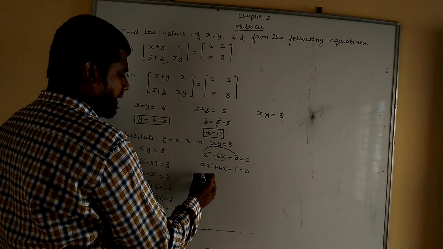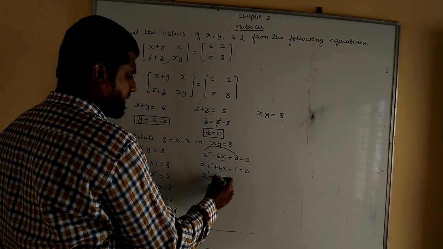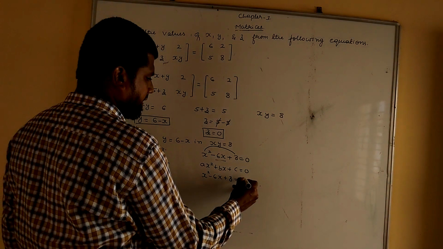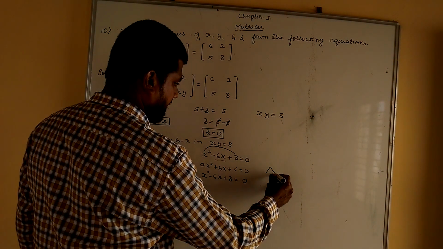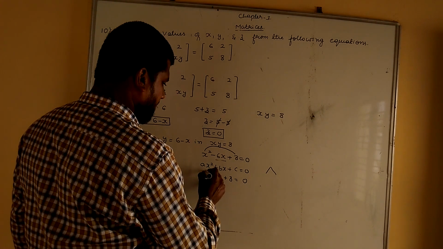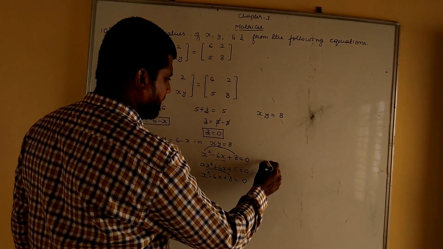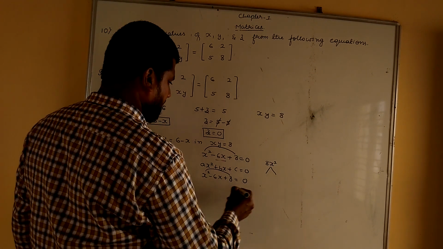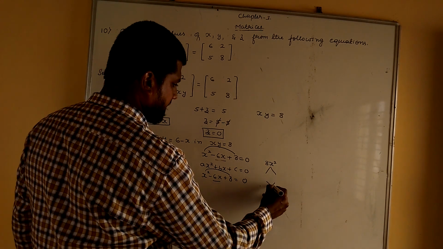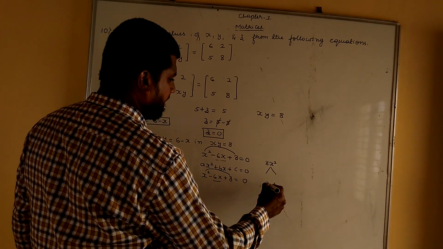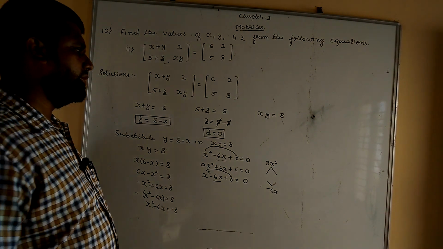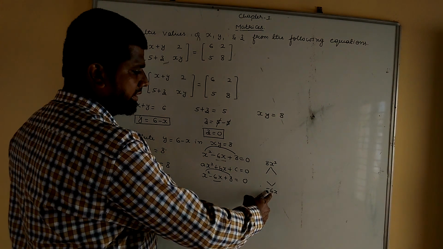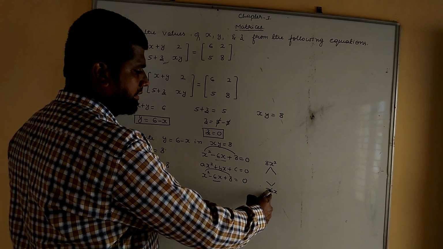So x square minus 6x plus 8. Let us find the factors of this equation. You know how to find the factors. x square is multiplied with 8, you are getting 8x square. The middle term is minus 6. Let us write here. Then take the two numbers. If you multiply, you should get this one. If you add or subtract, you should get the minus 6.